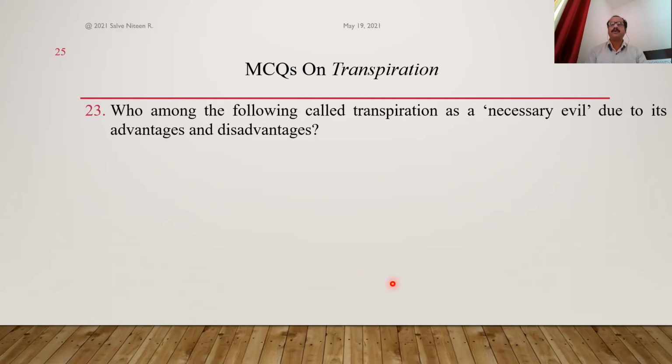Who among the following called transpiration a necessary evil due to its advantages as well as disadvantages? So who was that scientist? The scientist was Curtis, who in 1926 called transpiration a necessary evil due to its merits as well as demerits. Curtis is the right answer, 1926.